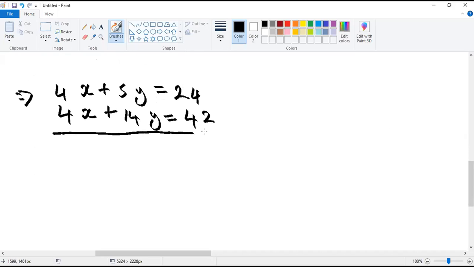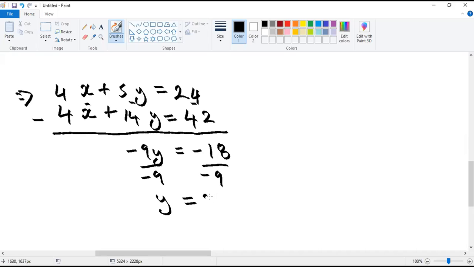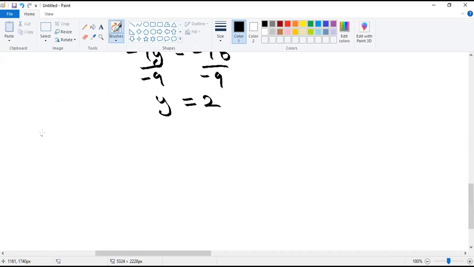So I got minus 9y equals minus 18. Then I divided both sides by negative 9 and got y equals 2. So that is for the rulers. One ruler would cost $2, since y equals 2.